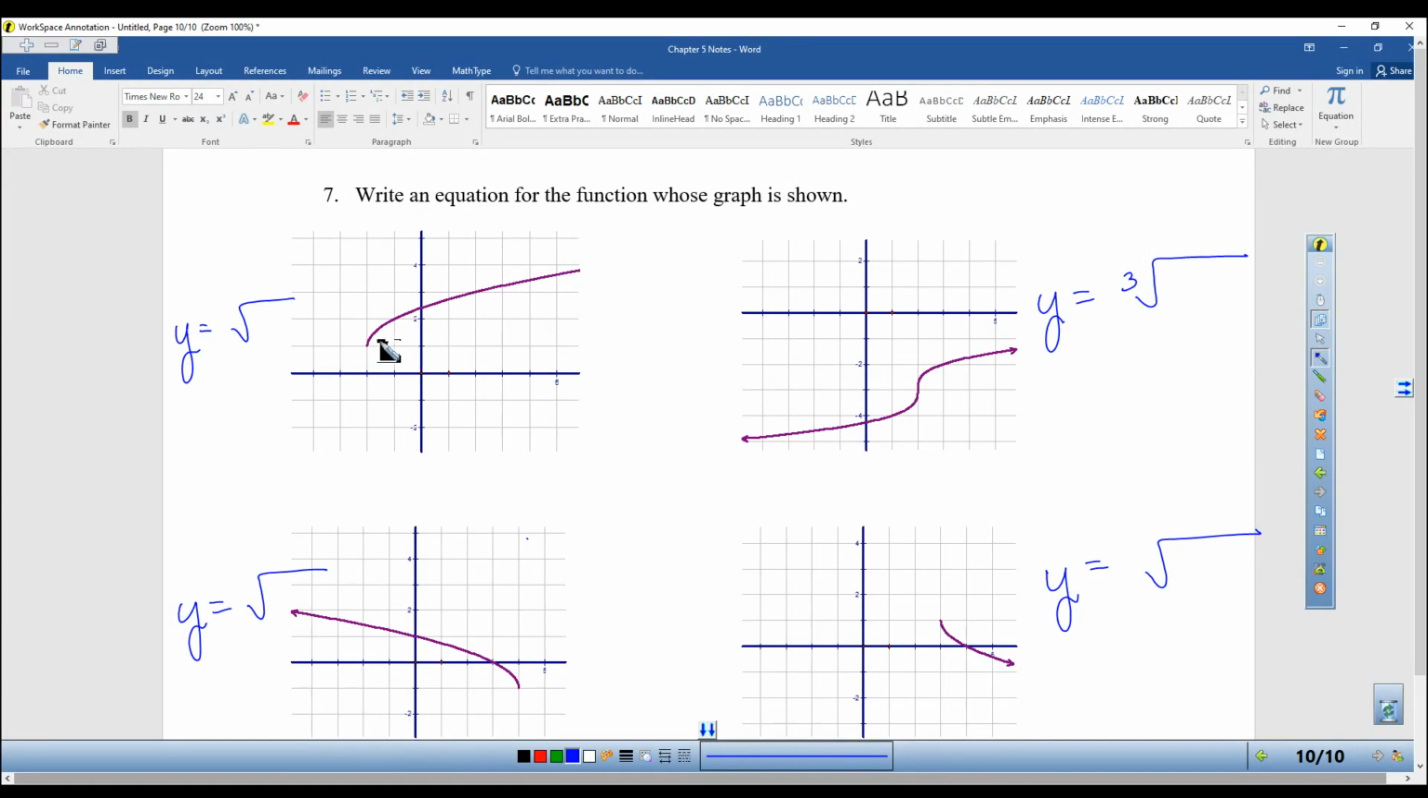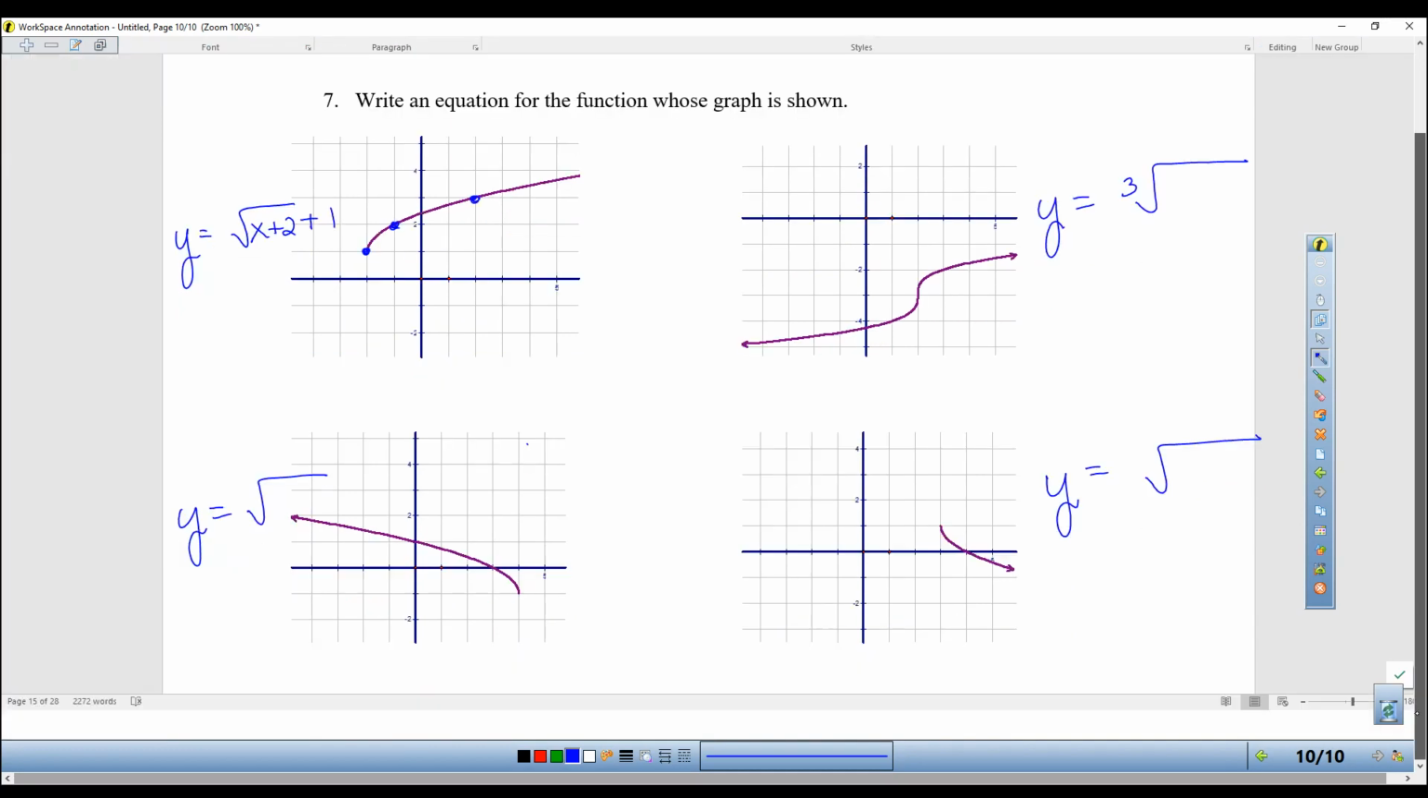This one is your basic square root. I can see the (0, 0), (1, 1), and the (4, 2). So I know that it doesn't have a number in front, and it's been moved to the left 2 and up 1. If you're still watching, you should stop and try and do this on your own.